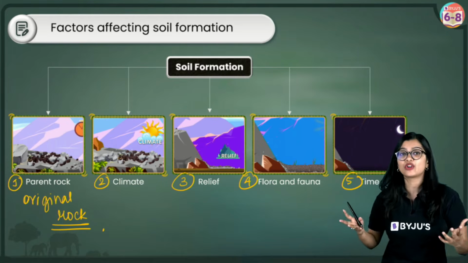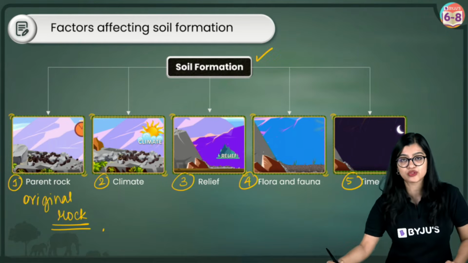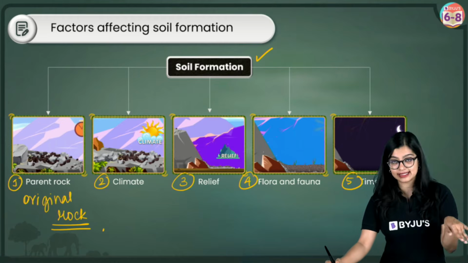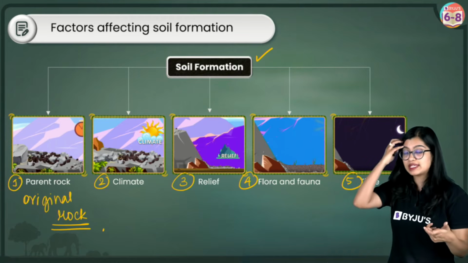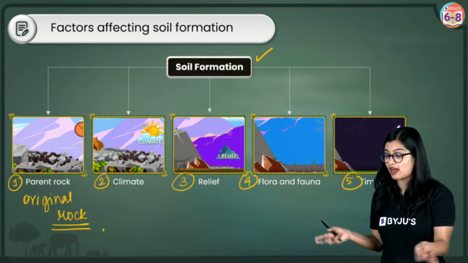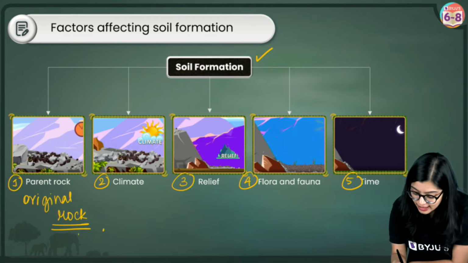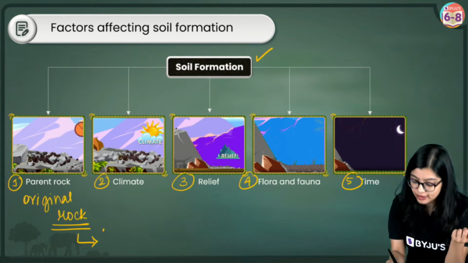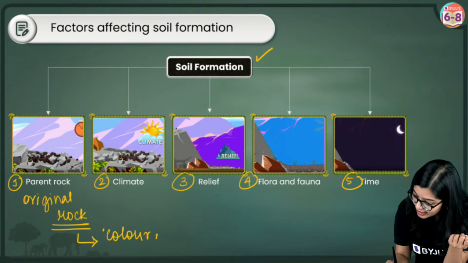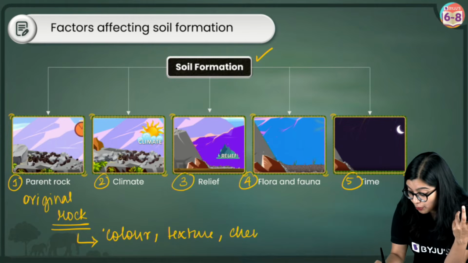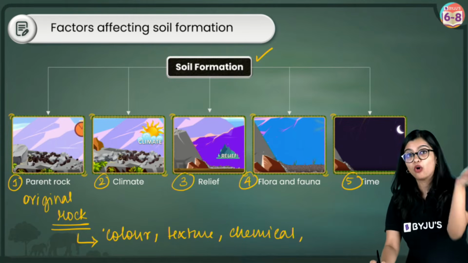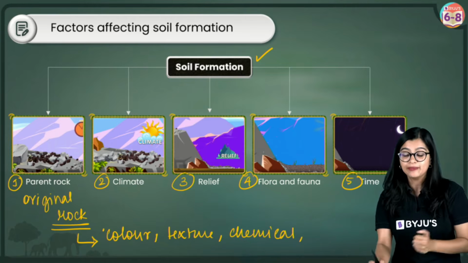Now, why is your parent rock very important, or why is it a factor of soil formation? Shouldn't that be the basis? Why are we considering it as an important factor? Well, because the kind of parent rock that undergoes weathering will also determine what kind of color the soil will have, what kind of texture it is going to have, what kind of chemical properties the soil will have, how porous the soil is going to be, all of that.